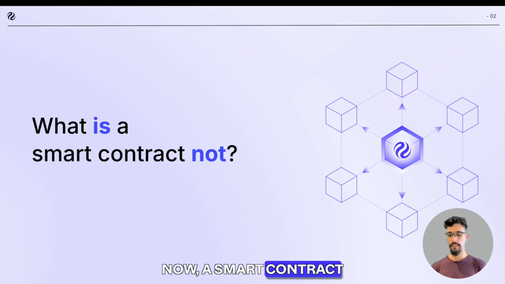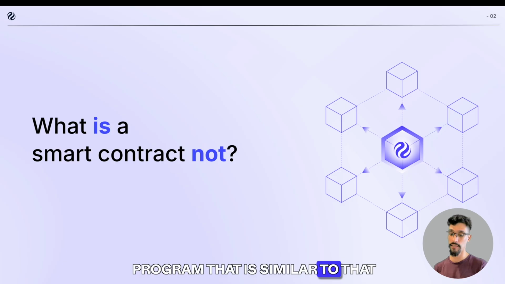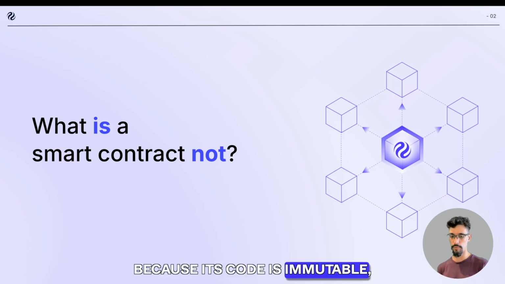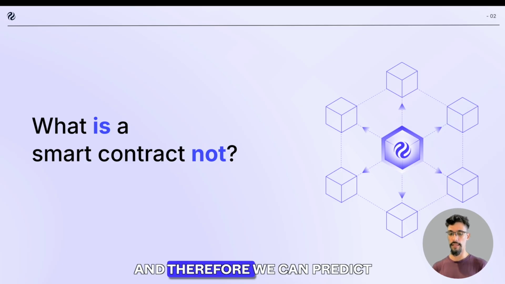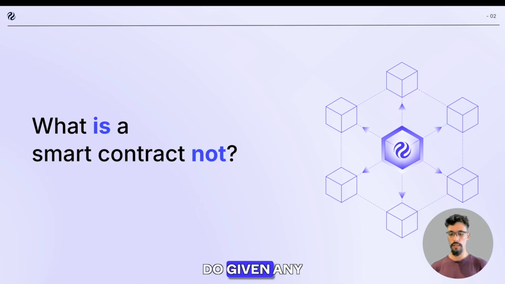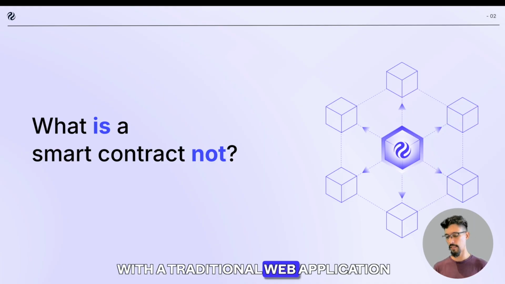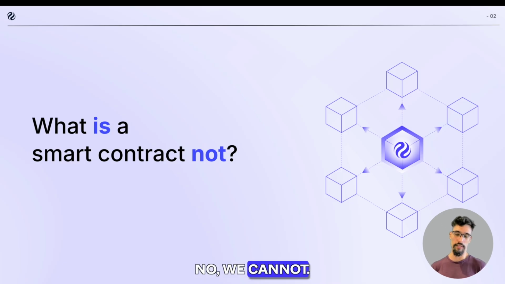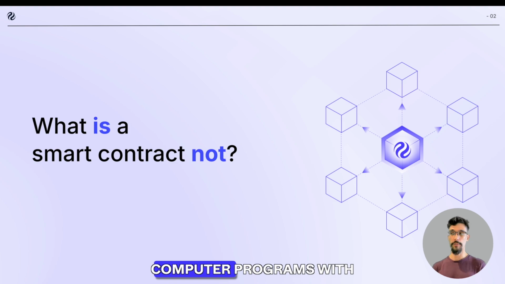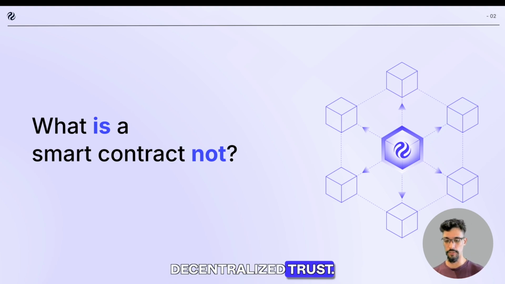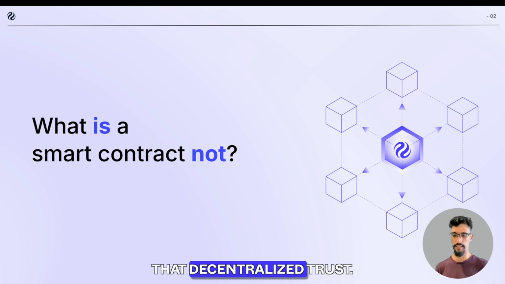Now, a smart contract is a computer program that is similar to that, because its code is immutable, because it cannot be changed, because it is stored on a blockchain. So its code is immutable, and therefore we can predict what it will do given any input and its current state. Now, can we do that with a traditional web application that, say, sits on a server? No, we cannot. And the reason for that is because the owner of that server could change the code that is executing behind that server. Can't do that with a blockchain, not with smart contracts. So they are computer programs with decentralized trust. The blockchain enables that decentralized trust.